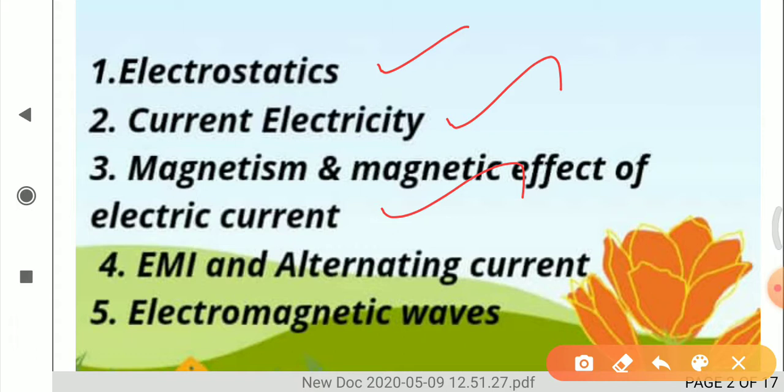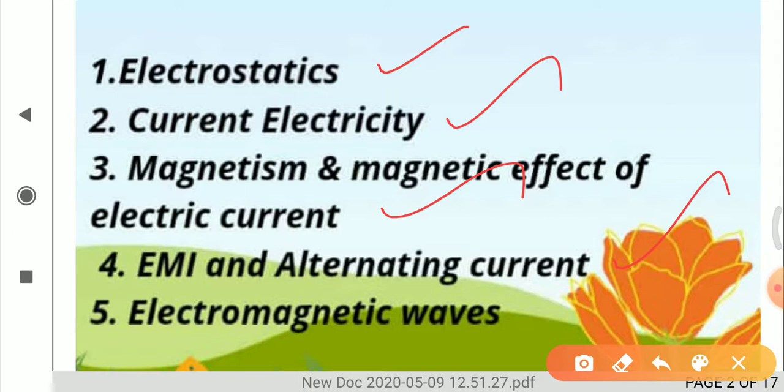Then in the fourth chapter we are going to discuss EMI, electromagnetic induction and alternating current: how magnetic properties and electric current are induced from one body to another body without physical contact, which is known as induction. Conduction means the two bodies are in physical contact. Induction is when, without physical contact, any property is transferred from one body to another. How the electric and magnetic properties are induced from one body to another, we are going to discuss in the fourth chapter.